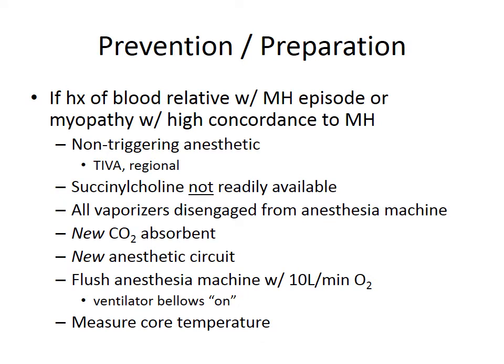Okay, to discuss prevention and preparation. If there is a known history of the patient having a blood relative with an MH episode, or a myopathy that's known to be in high concordance with MH, then the most reasonable option is to consider a non-triggering anesthetic, and that's typically a total intravenous anesthetic, or TIVA, or a regional technique. Either one of these techniques would be entirely safe.